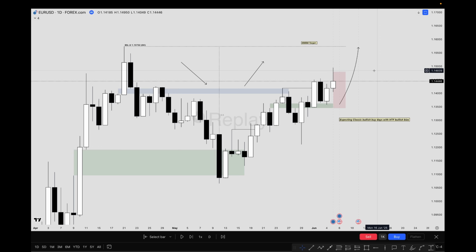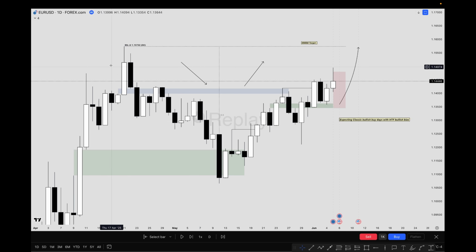Okay, so we're starting off here on the daily, which is just to show you the market maker model that I referred to on the high time frame. This is our market maker buy model: this high, this low, back up to this high again, and this is our target.